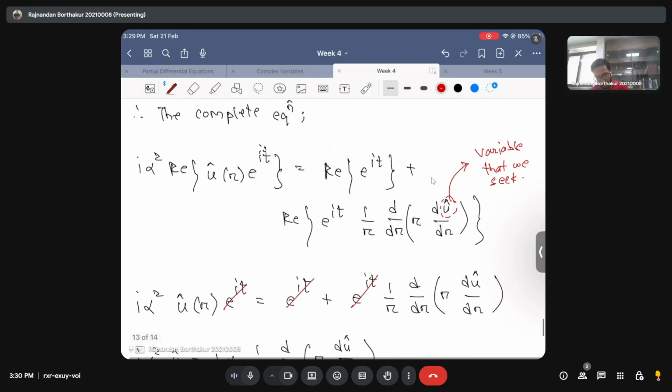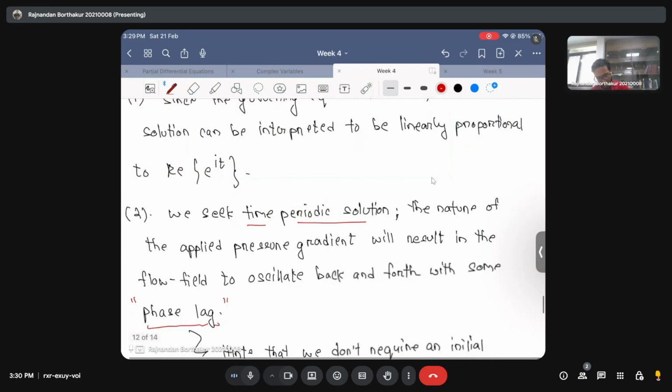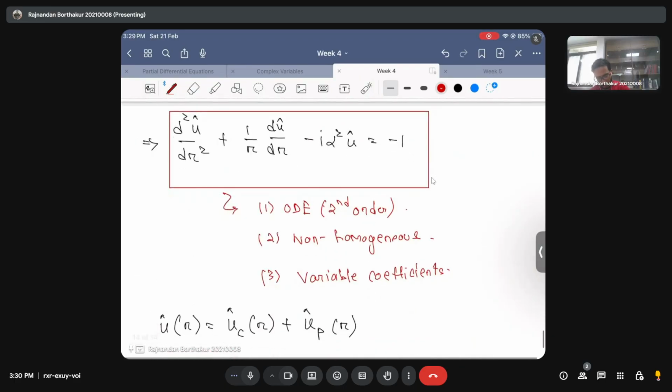Okay, maybe I'll number the equations. So this is 3, this is 4, and maybe this is 5.